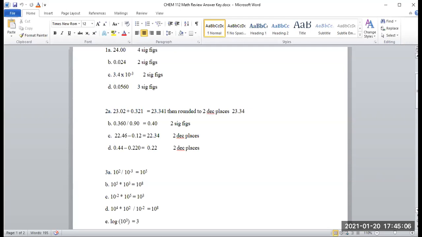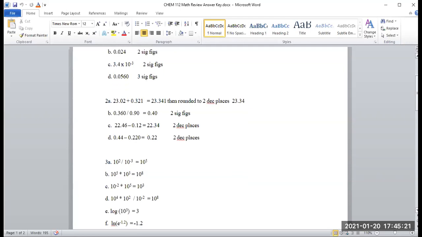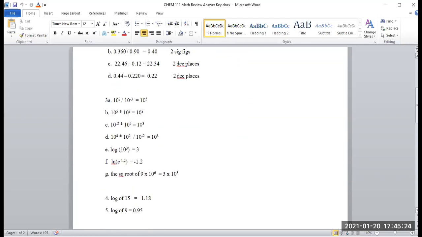0.44 minus 0.220. Since there are only 2 decimal places in the 0.44, you cannot include a last zero at the end of your answer. Then we've got some exponent stuff.